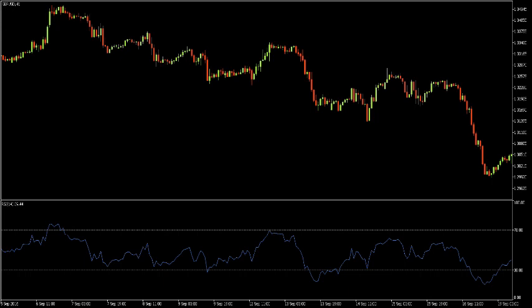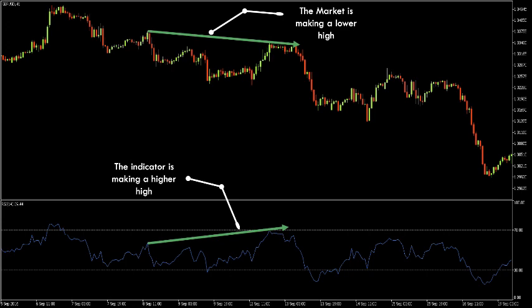Look at another chart example. As you can see, the market made a lower high. At the same time, the indicator is displaying a higher high. Therefore, the price went down after a retracement as shown on the graph. I know that you might be asking yourself, how do I spot a hidden or regular divergence before it happens? So let me explain how to do it.